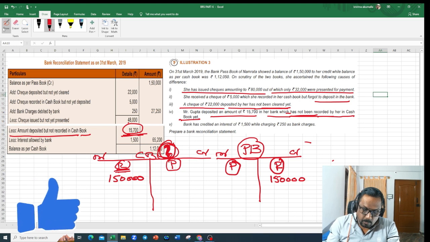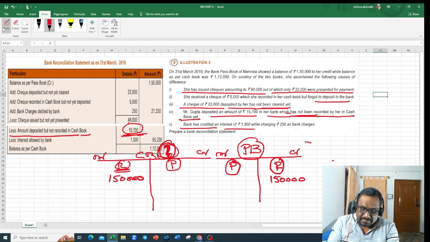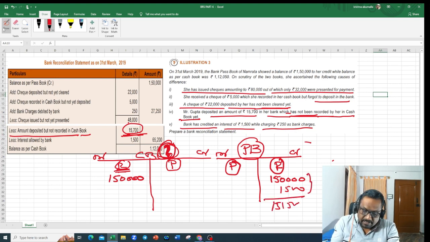So next one, bank has credited an interest of 1,500 while charging 250 rupees as bank charges. So first, two points are there. The banker has credited 1,500 interest here first. We have not recorded it. That is the meaning of that sentence. The banker has credited 1,500 interest but not recorded in the cash book. So this balance is 1,51,500. This balance is 1,50,000 only.